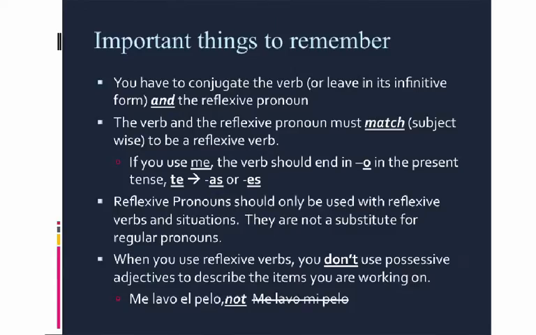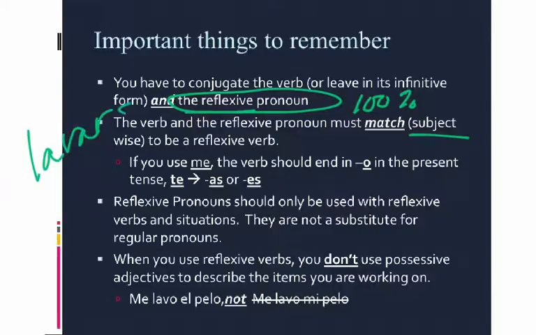All right, important things to remember. You have to conjugate the verb or leave it in its infinitive form and the reflexive pronoun. The reflexive pronoun 100% of the time gets changed to reflect its subject, okay? And the verb and the reflexive pronoun must match. The only time they wouldn't is if I had an infinitive and then the reflexive pronoun, right? If you use me, the ending should be O. If you use te, it should be as or es.